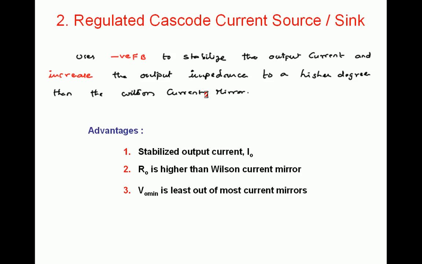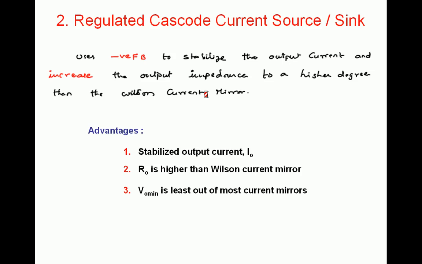The advantages of the regulated cascode current mirror over others are: first, stabilized output current; second, output impedance is higher than the Wilson current mirror; and third, V naught minimum is the least among most current mirrors. V naught minimum being the least is the biggest advantage, so that the voltage swing is going to be large.